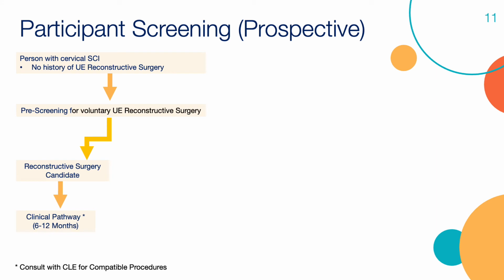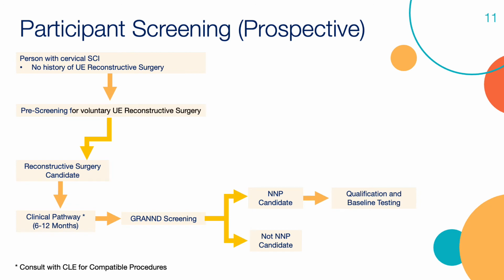Participants who are candidates for such procedures and who elect to have them enter the clinical pathway of surgical reconstruction until they are fully healed, a process that can take 6 to 12 months, or potentially longer if nerve transfers have been performed. At that point, participants can move into the GRAND screening process we discussed on the previous slide to determine their candidacy for the NNP. Going back to pre-screening, participants who are either ineligible for voluntary procedures or those who chose not to have voluntary procedures may proceed directly to screening for the GRAND trial.